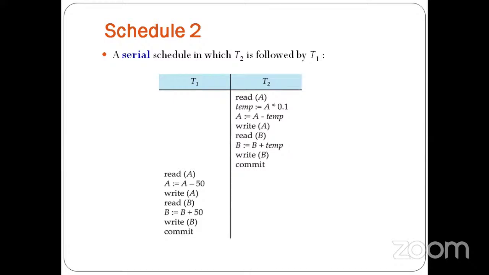Read A, temp equal to A into 0.1, A equal to A minus temp, write A. Next read B, B equal to B plus temp, write B, commit. Whatever things happen, first T2 will happen. Next T1. Read A, A equal to A minus 50. Next write A, read B, B equal to B plus 50, write B, commit.